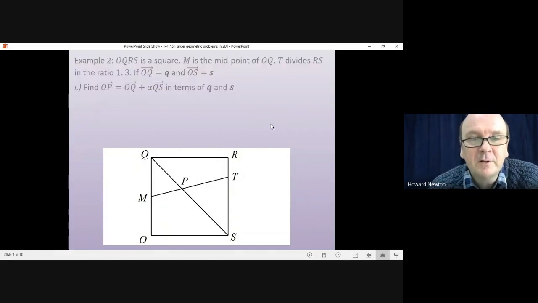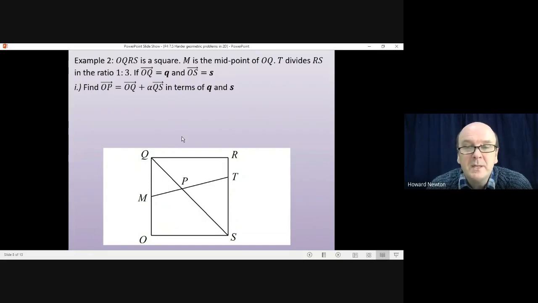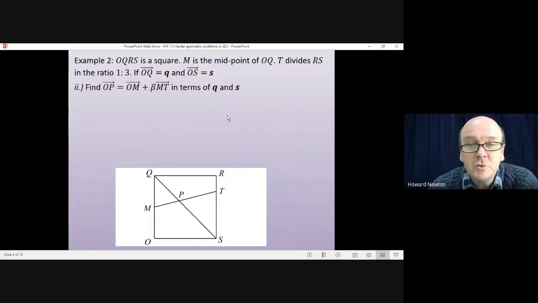Okay, let's have a look. So part 1, we're asked to find OP equals the vector from O to Q and then some fraction of the way from Q to S, which is what QP would be. In terms of Q and S, well, the vector from O to Q is just Q. QS, as always, we do the position vector of S, take away the position vector of Q, so we'll have alpha times S minus Q. Multiplying out the brackets and collecting together terms, that gives us 1 minus alpha times Q plus alpha times S.